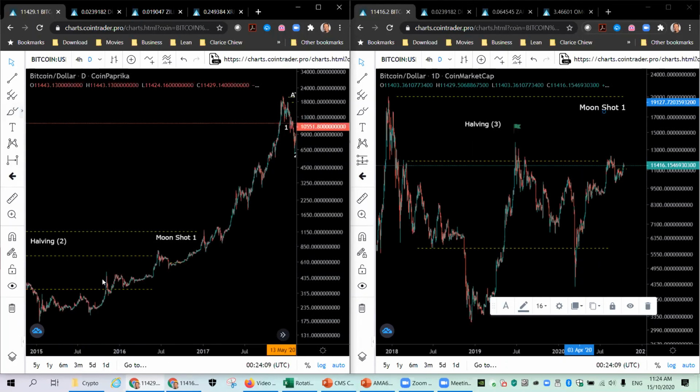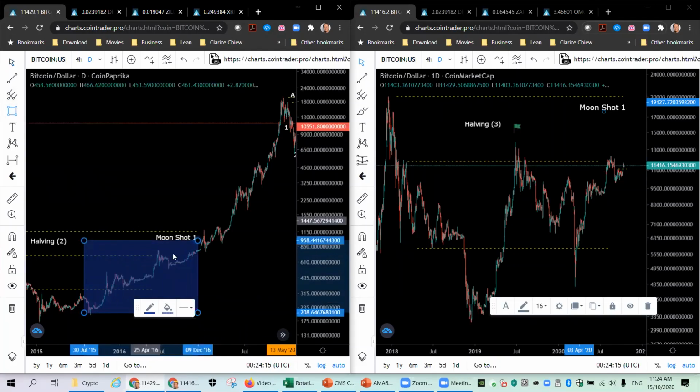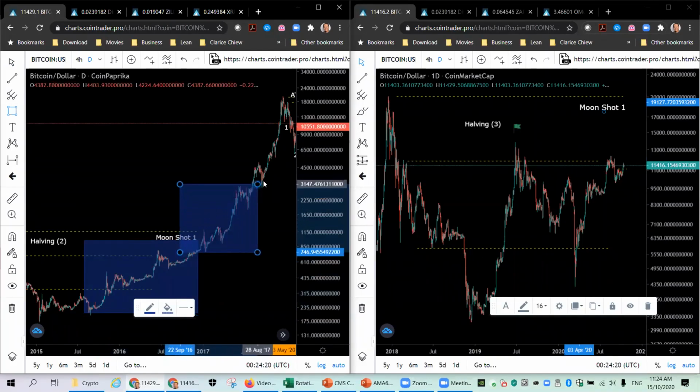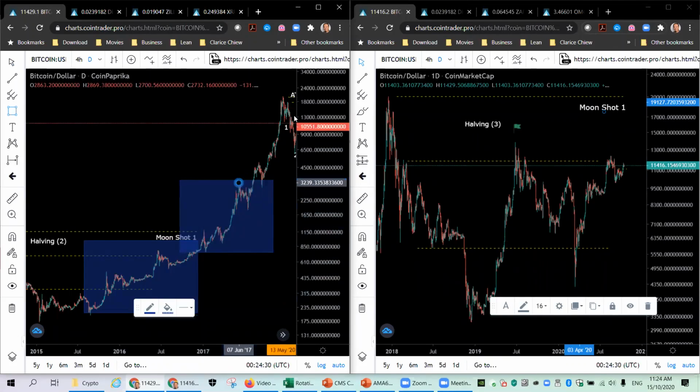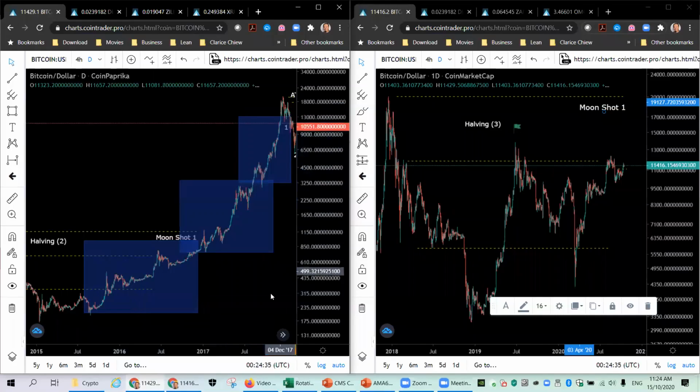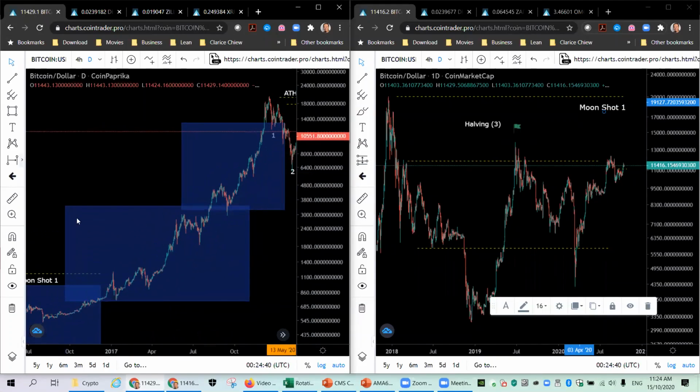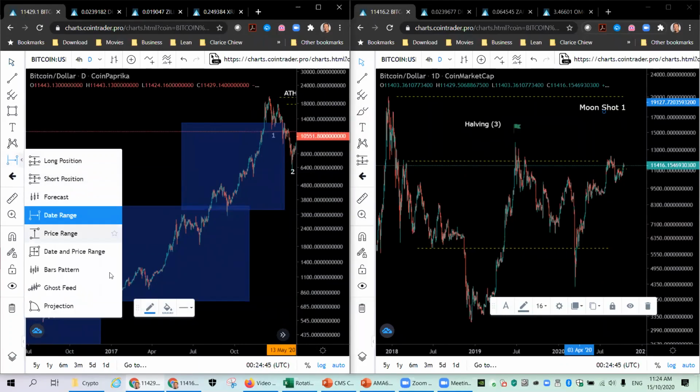Let's identify, for example, here's Moonshot 1. If you draw the same type of box, here is Moonshot 2, the same box over here. And if you draw the third box, it'll be Moonshot 3. So here's a learning for all of us. Should we really exit on a moonshot? The answer is yes.